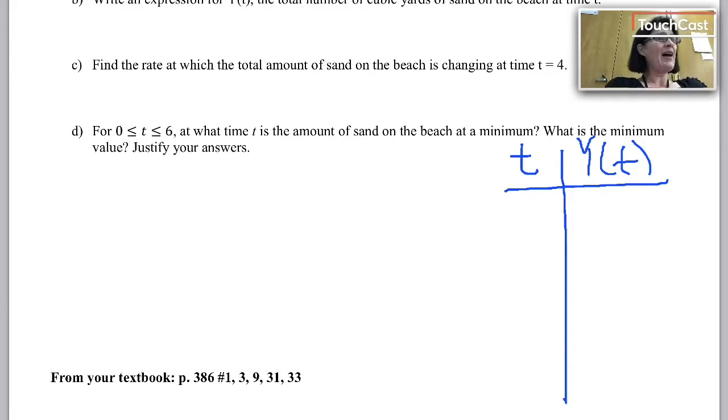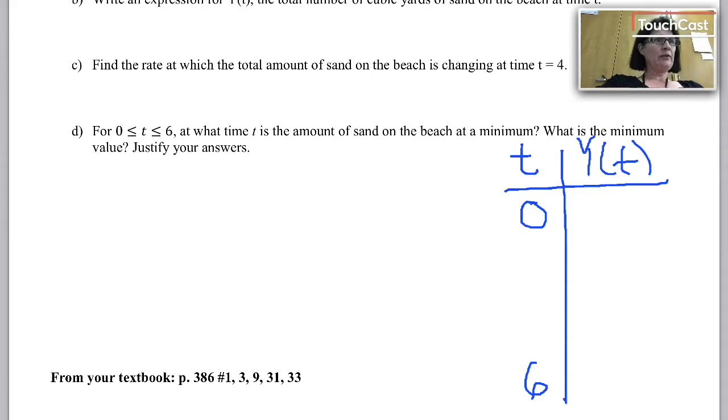And what important values go in that time column? The endpoints, which are 0 and 6. And this is the part you have to remember. What else goes in that t column? It's going to be critical points of y. Now here, specifically, we're looking for a minimum amount of sand, which means we could limit our search to relative minimums, or we could just put all the critical points in here. Since it's a calculator problem, you usually don't spend too much extra time if you put them all in.